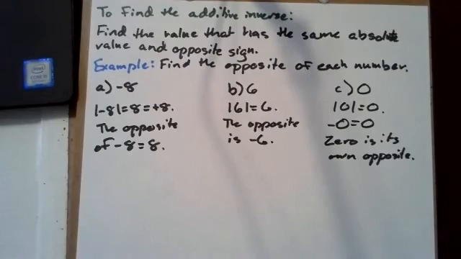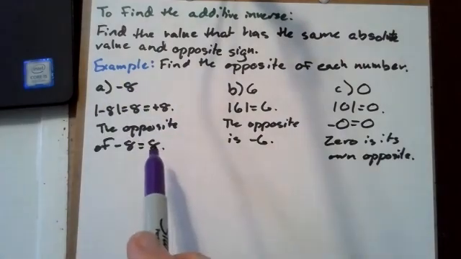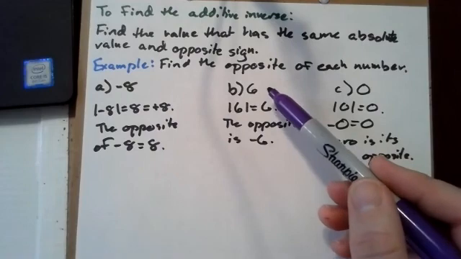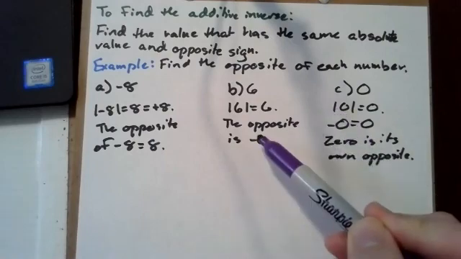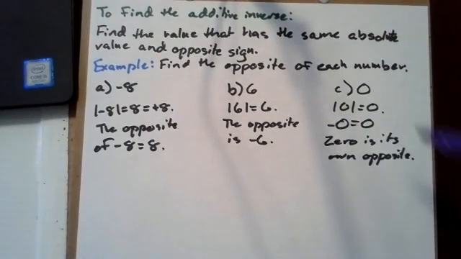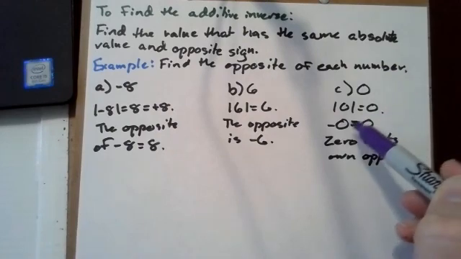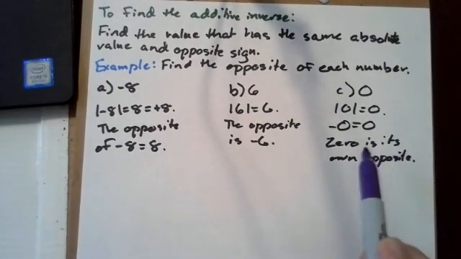As an example, we'll find the opposites of some numbers. The opposite of -8: we're going to take the absolute value of -8, and that's 8. And we just put the opposite sign on it. This is a negative, so we make it a positive, which is 8. Here, the absolute value of 6 is 6. We put the opposite sign on it and get a -6. The absolute value of 0 is 0. -0 is equal to 0. 0 is its own opposite.